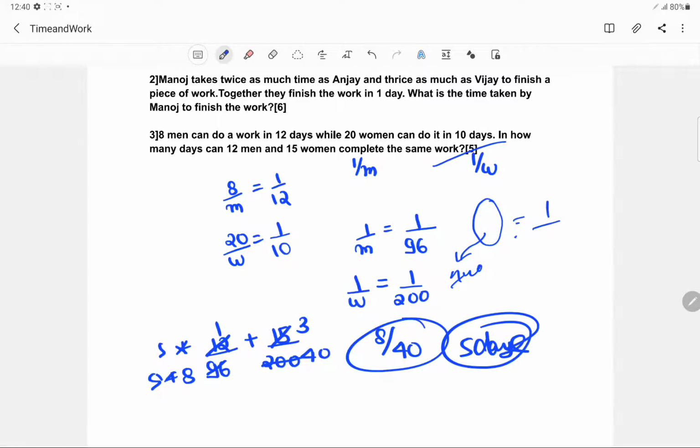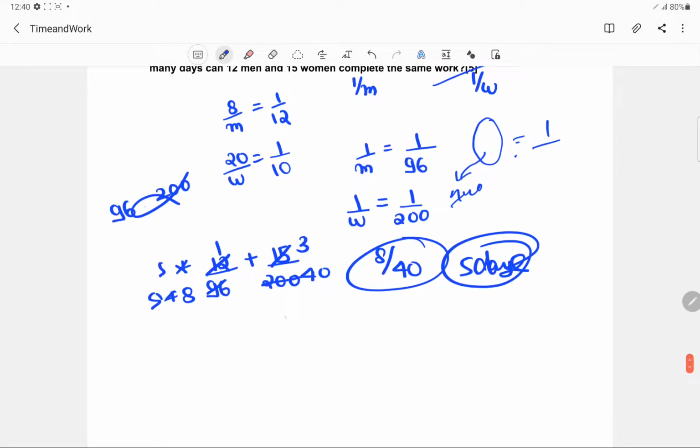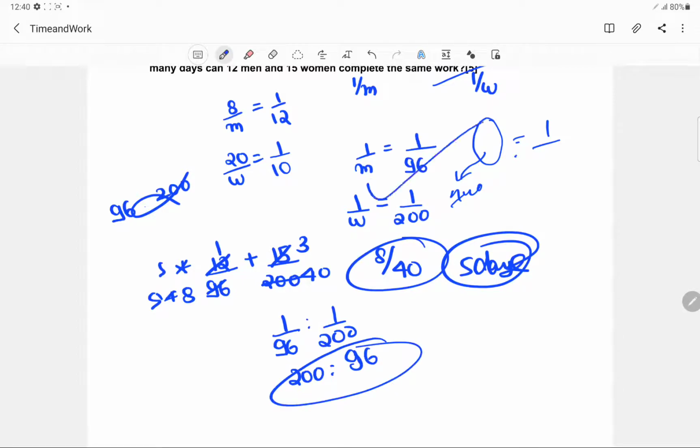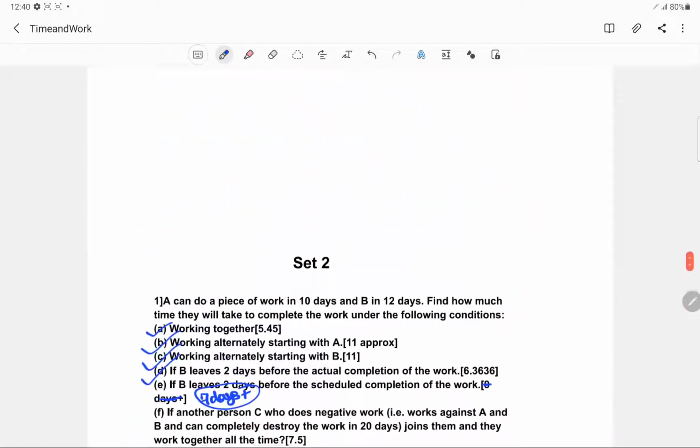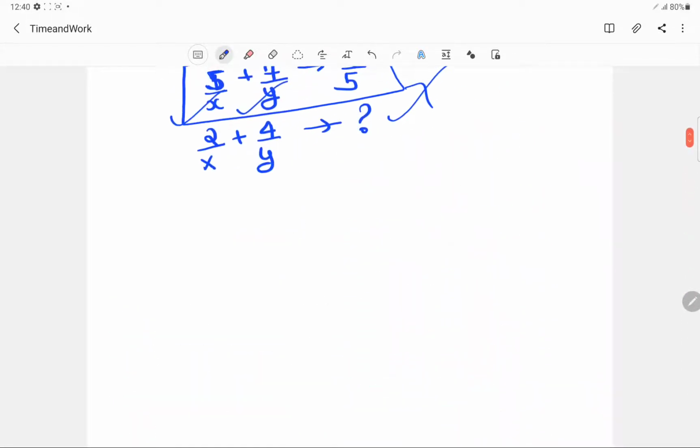For instance, if you want to calculate efficiency, never compare by saying the man is taking 96 days and he is taking 200 days. That is wrong. You have to compare the efficiency in terms of the amount of work that they are doing in 1 day. So this is like 1 by 96 is to 1 by 200. Now if you take the LCM of that, it is 200 is to 96. And it is so obvious: if he is taking a lesser number of days, obviously his efficiency has to be more. Okay, so I think we have covered a lot.